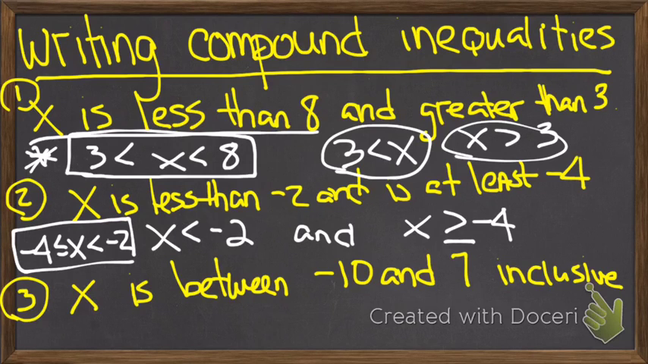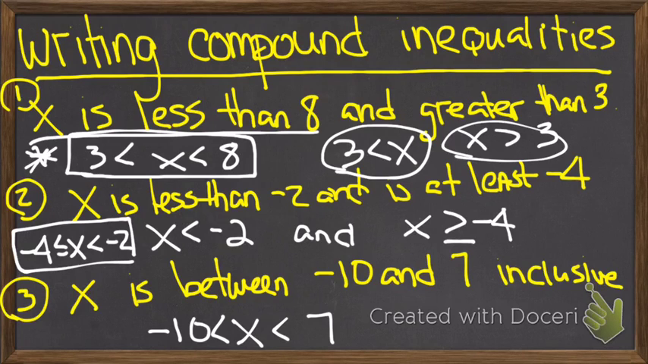Pretty much when you write these inequalities, think about a number line for a minute, guys. Remember how the number line always goes up from left to right? So when you write these, you want your smallest number to be on the left. Negative 4 is the smallest. It's going to be on the left. Okay. Finally, number 3. X is between negative 10 and 7. So you're literally going to write x between negative 10 and 7.